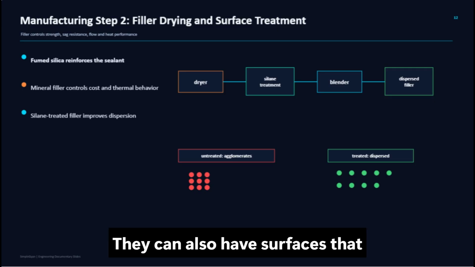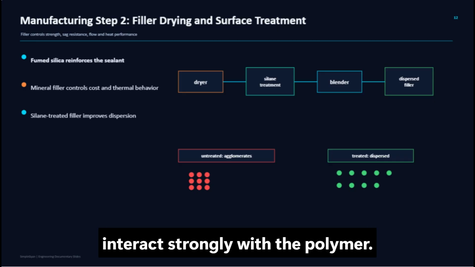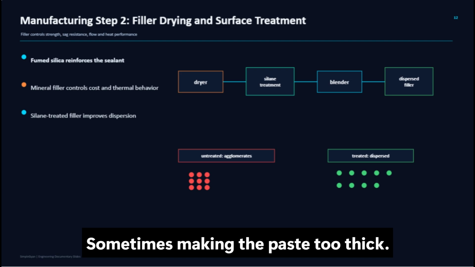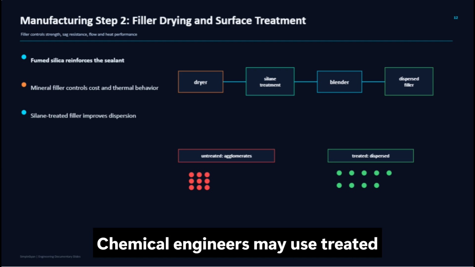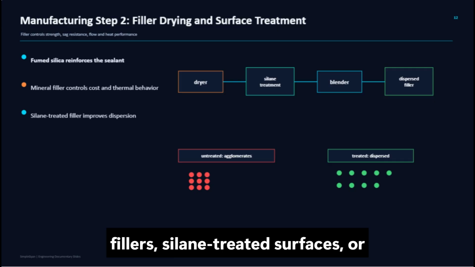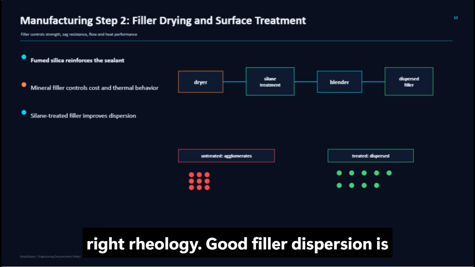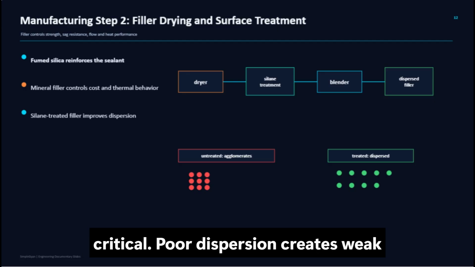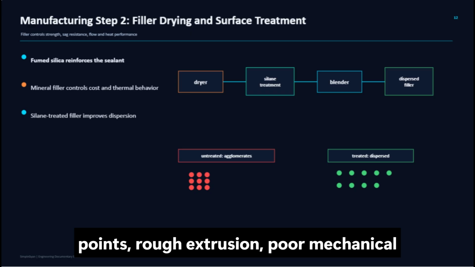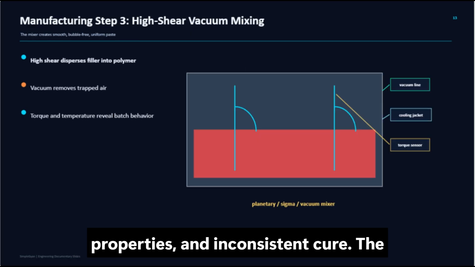But fillers can carry moisture. They can also have surfaces that interact strongly with the polymer, sometimes making the paste too thick. Chemical engineers may use treated fillers, silane-treated surfaces, or controlled mixing sequences to obtain the right rheology. Good filler dispersion is critical. Poor dispersion creates weak points, rough extrusion, poor mechanical properties, and inconsistent cure.